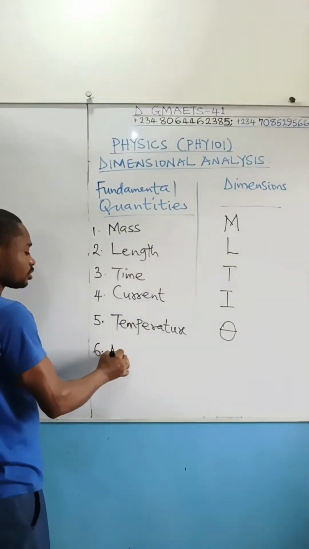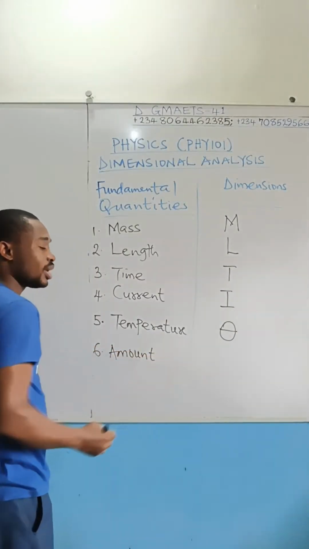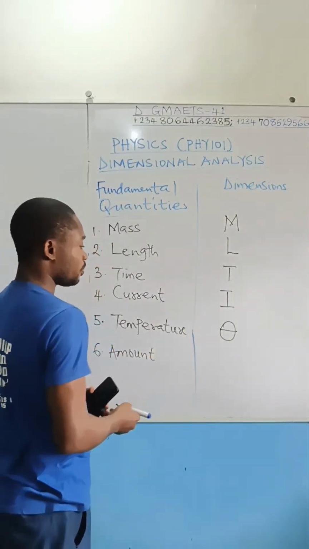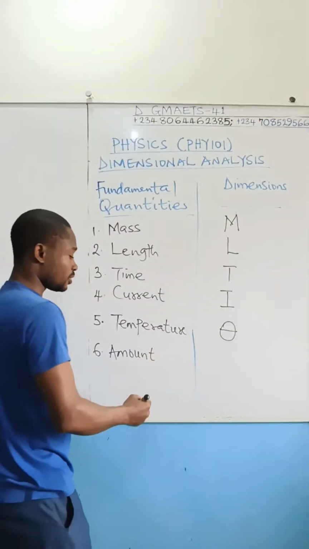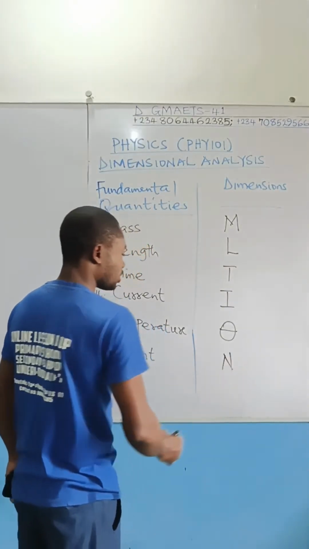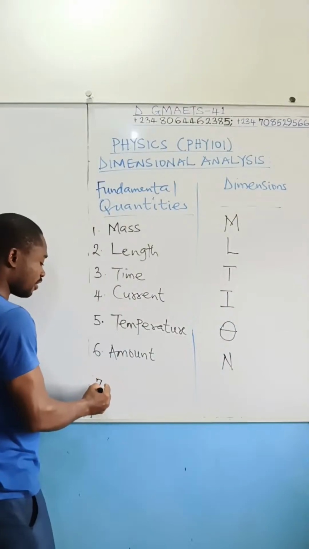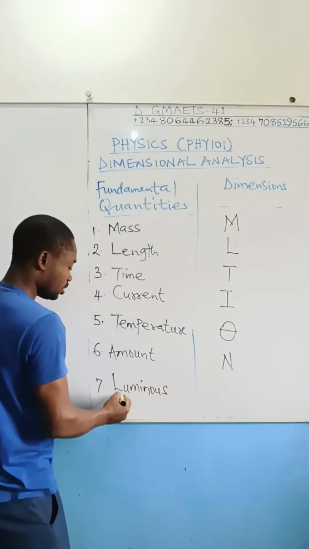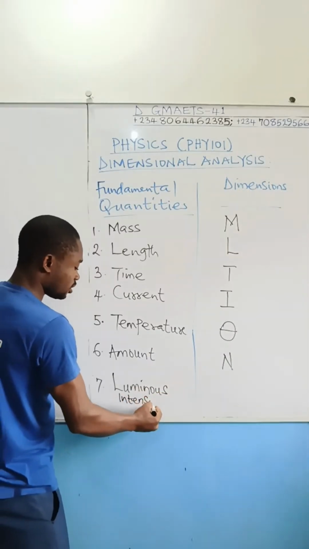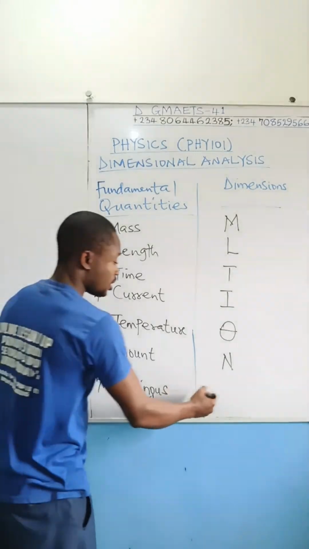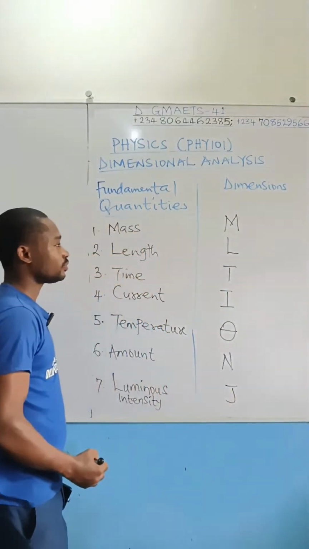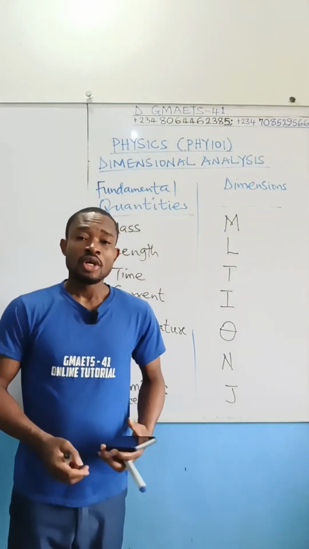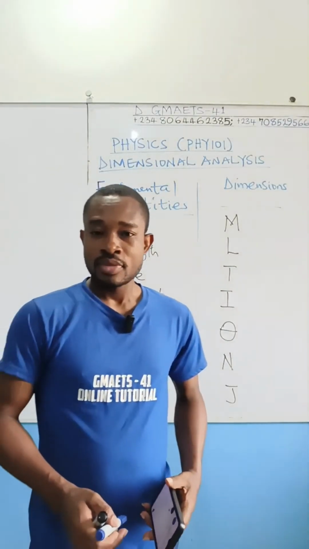Number 6, amount of substance, which is the mole. I'm simply going to leave it as amount. Amount of substance, the mole. The dimension is capital letter N. And then the 7th one, luminous intensity. What is the dimension of this fundamental quantity? The dimension is J. So these are the 7 fundamental quantities and their dimensions.